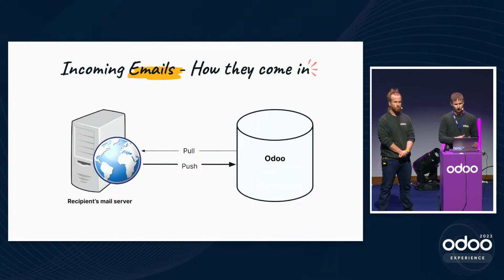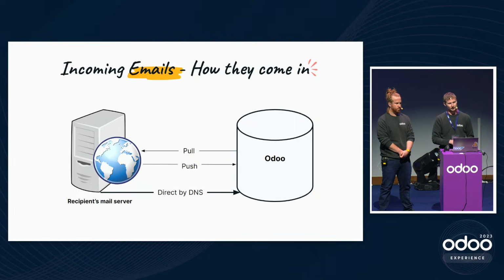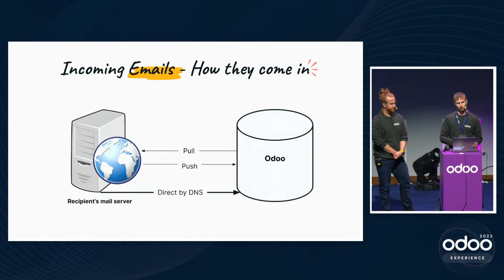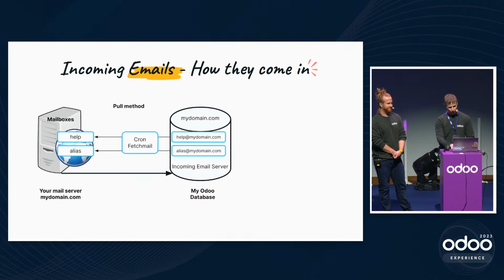The second method is just the push method, so it's just the other way around. Again, the mails arrive in your recipient mail server, and then from this mail server, we will push directly all this email in the Odoo database. And the third one is a direct delivery by DNS. In this case, we won't even go through the recipient mail server. It's just thanks to a configuration in your DNS zone that we will show you just after, the email will be directly sent to the Odoo database. So let's check more in details these three methods.